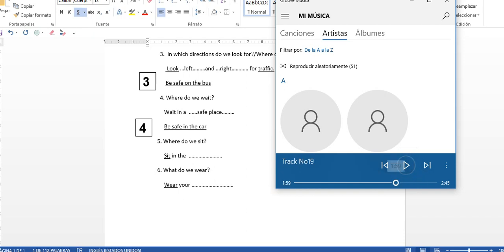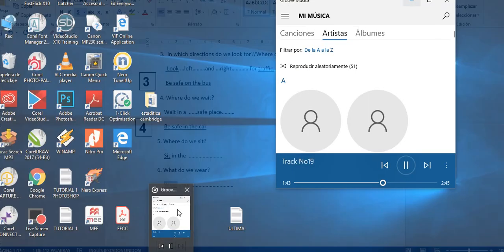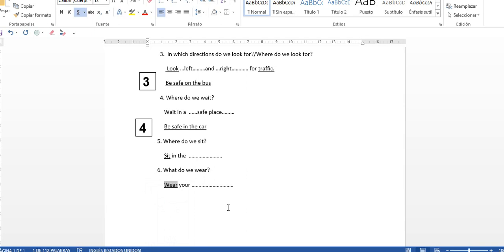Okay, I'm going to put it again. Wait in a safe place. Don't stand near the road. Don't run on the bus. Sit down. Don't shout. Be polite to the driver and to other people. Don't talk to the driver when he or she is driving. Four. Be safe in the car. Sit in the back seat. Wear your seat belt. Don't play in the car. Use the door next to the pavement.